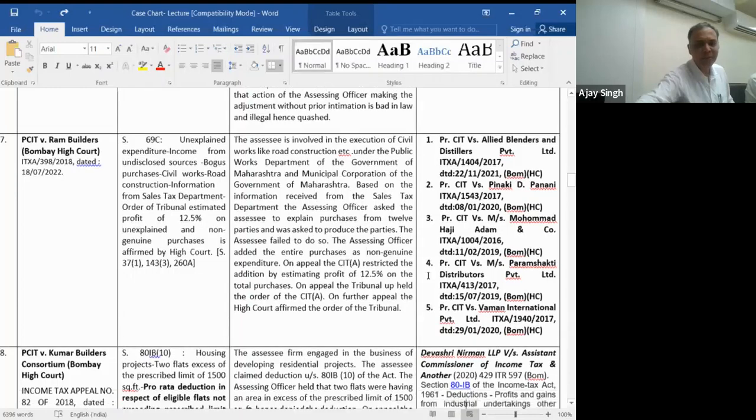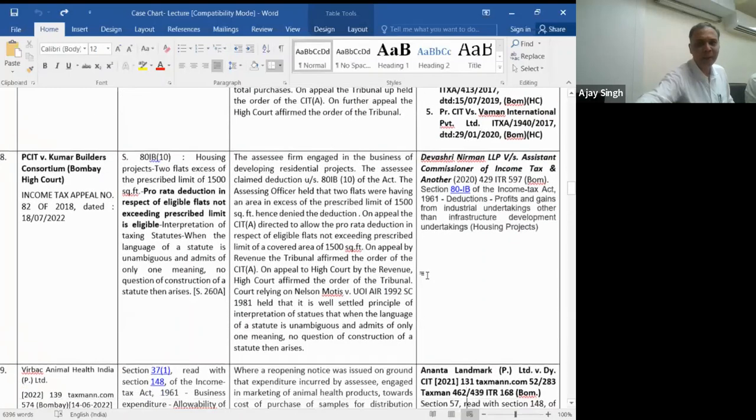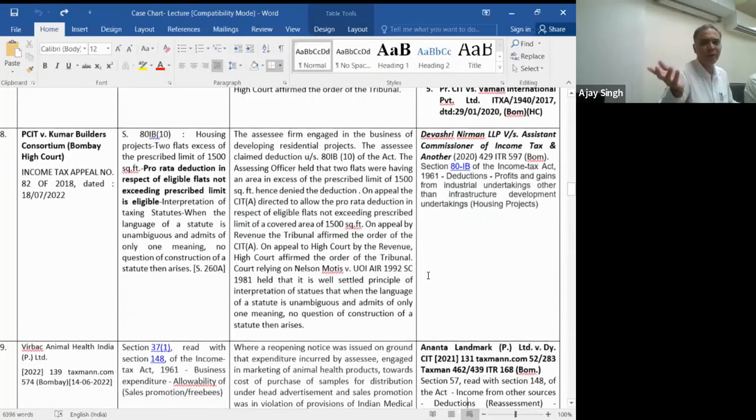So this is something which one can refer and rely on, but as I said, you can always refer to the context in which the judgments have been given, and you can gather these facts, which will help you in putting the case in a better way before the lower authorities.